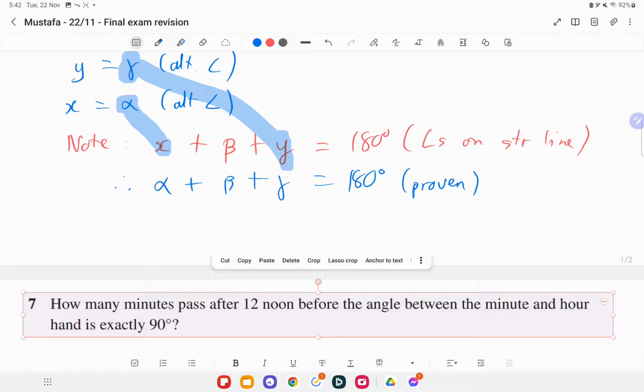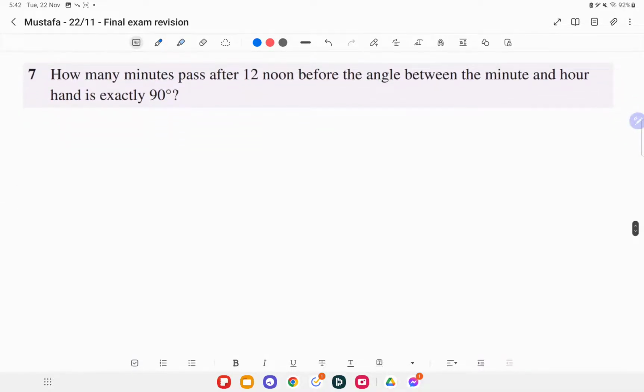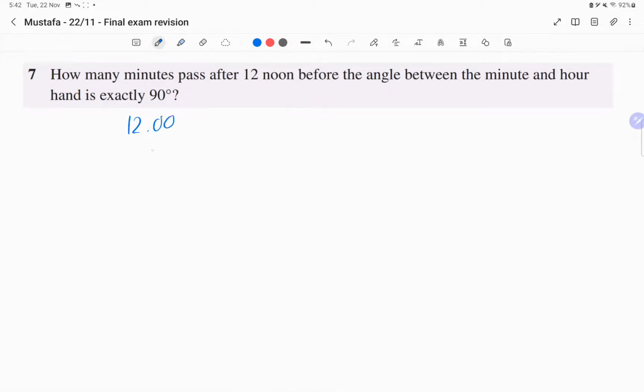How many minutes pass after 12 noon before the angle between the minute and hour hand is exactly 90 degrees? Let's say at 12 noon the two hands are like that. How many minutes past 12 noon for them to be exactly 90 degrees? What do you think? 3 o'clock. No, it's not 3 o'clock. It's not that obvious. It's a challenge question.